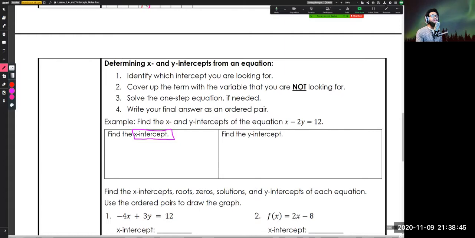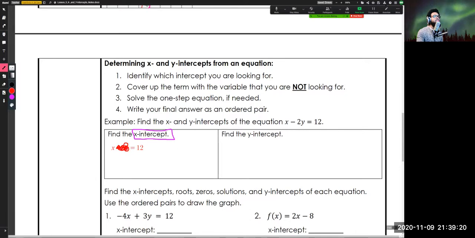My next step says to cover up the term with the variable that we are not looking for. So let me go ahead and retype out, or if you're working on paper, you can rewrite out your original equation, x minus 2y equals 12. And then it says, cover up the term with the variable that we are not looking for. So we're looking for our x, so we're going to cover up our y. I'm just going to scribble through it. That didn't work all that great, did it? Let's scribble through it in red. All right, there we go.